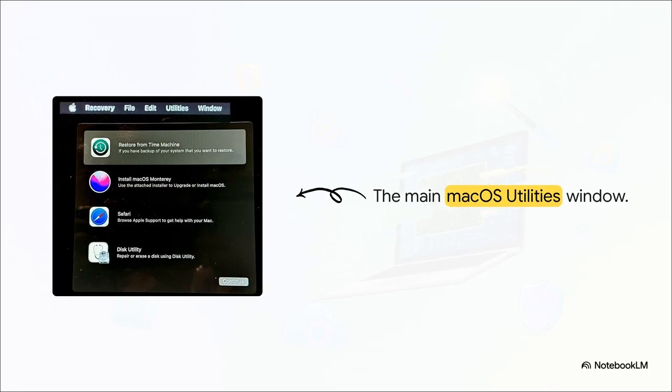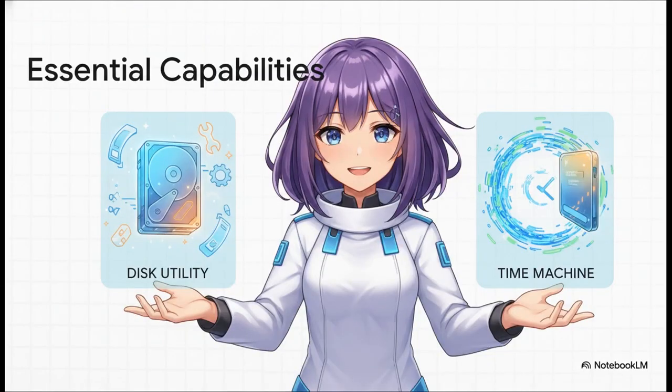This is literally a lifesaver if you need to hop online to read an Apple support article or troubleshoot an issue while your main system is totally down. Let's focus on the absolute heavyweights here: Disk Utility and Time Machine. Disk Utility is basically your storage mechanic. It lets you mount and unmount volumes, repair corrupted drives, partition space, and completely erase disks.